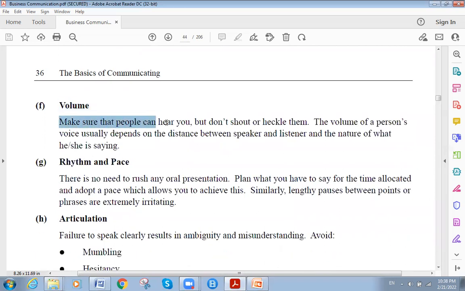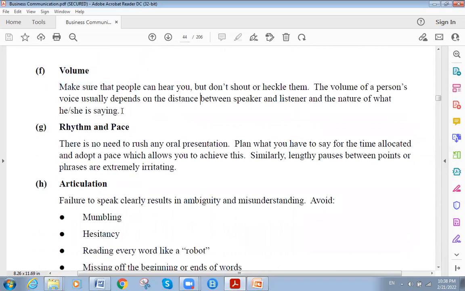Make sure that the people can hear you also. So your volume must be high if it's needed to reach the people. It's based on your audience, how far they are, and whether they are understanding you clearly or not. Based on this, you raise your voice or not.